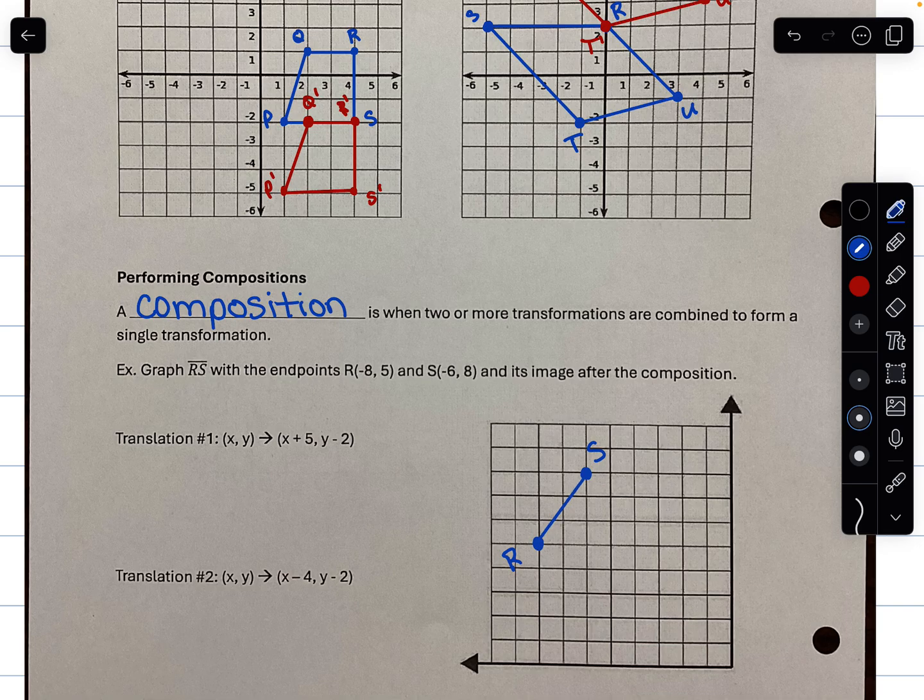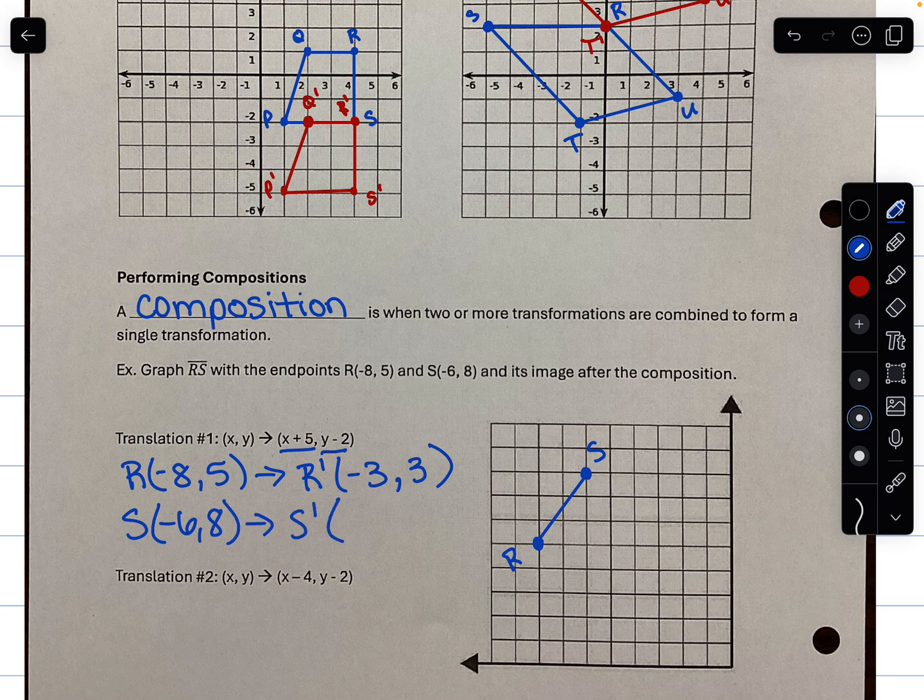So we have two translations to do. What is our first translation doing to each value? Adding 5 to x and subtracting 2 from y. Good. So we start for R at negative 8, 5. What is R prime going to be? What's negative 8 plus 5? Negative 3. 5 minus 2? Positive 3. Good.